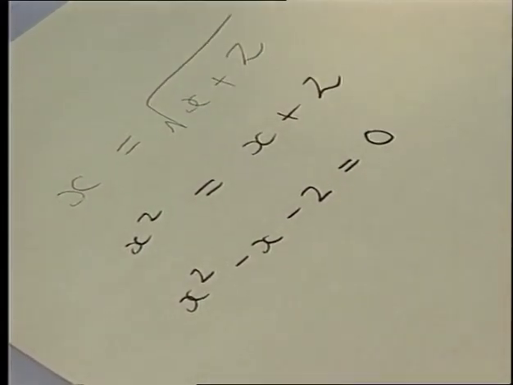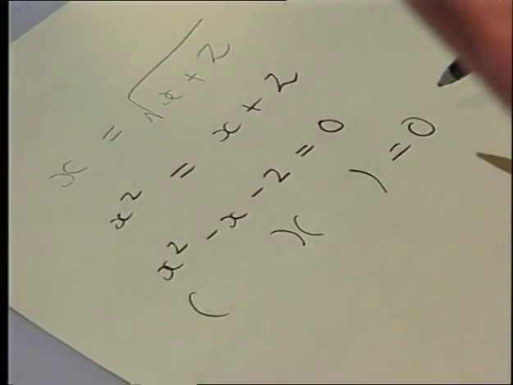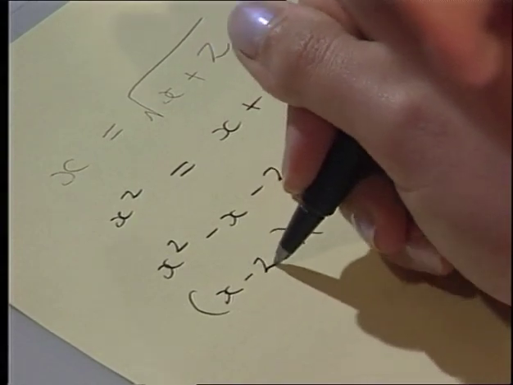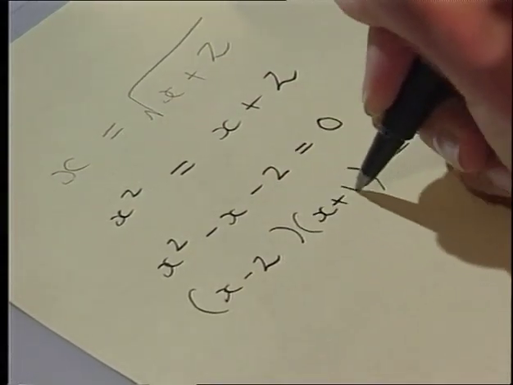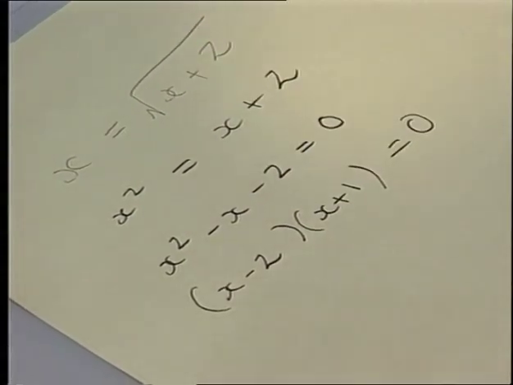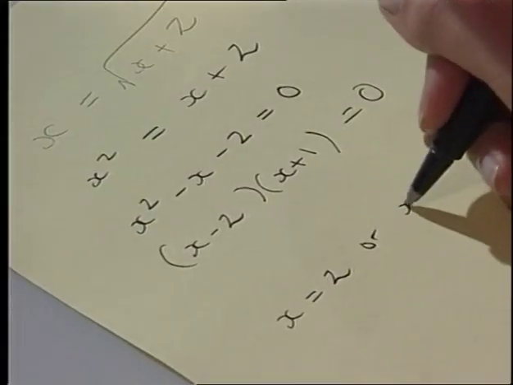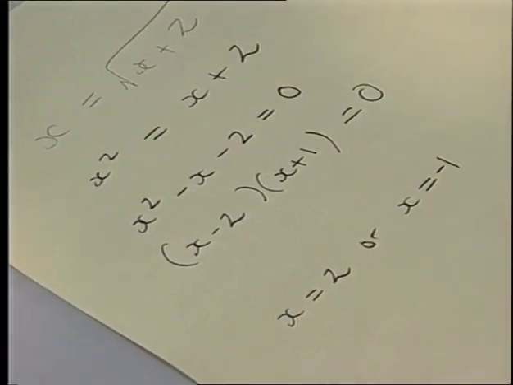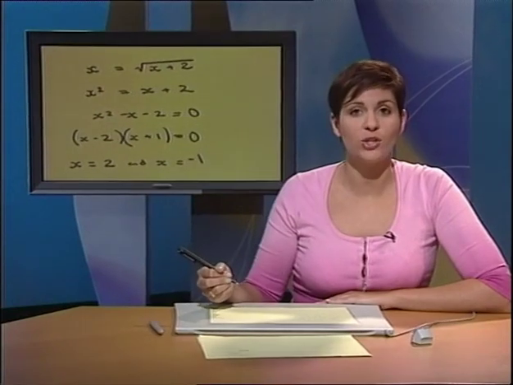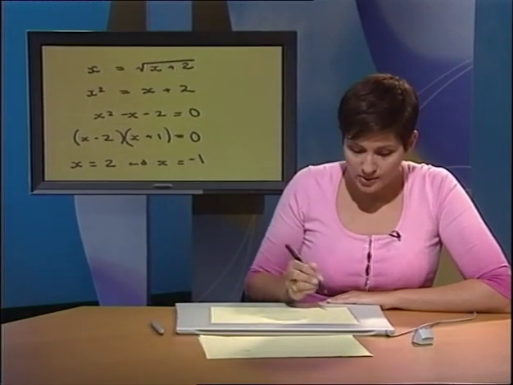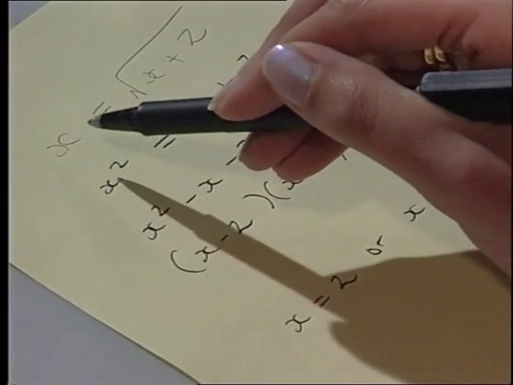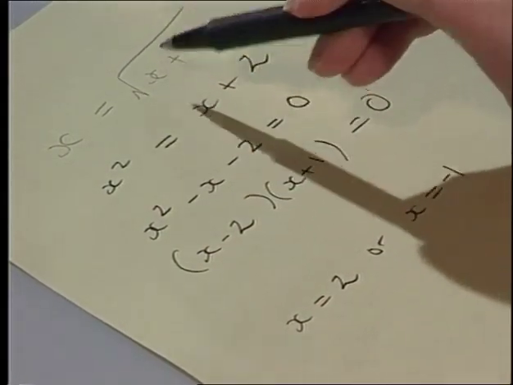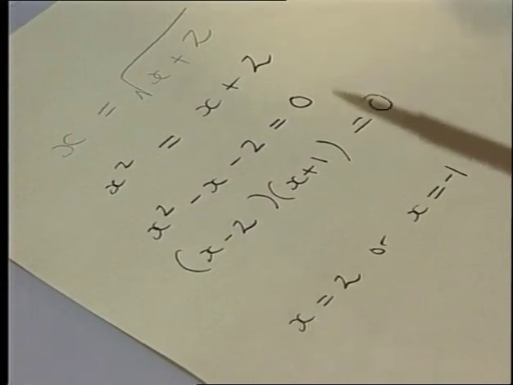is equal to 0. Now I need to factorise that. And I can see that it's (x minus 2) times (x plus 1), all equal to 0. So I have my solutions. x is equal to 2, or x is equal to minus 1. But what happens if I substitute this back into the original equation? Well, when x is equal to 2, that gives me 2 is equal to the square root of 2 plus 2, which is 4, which is 2.